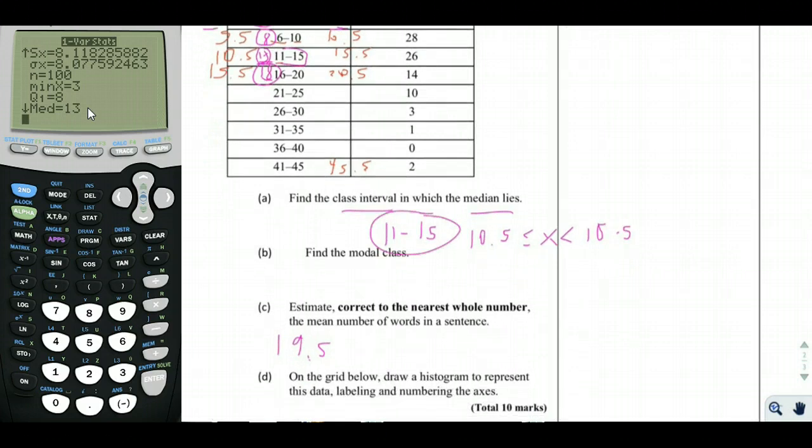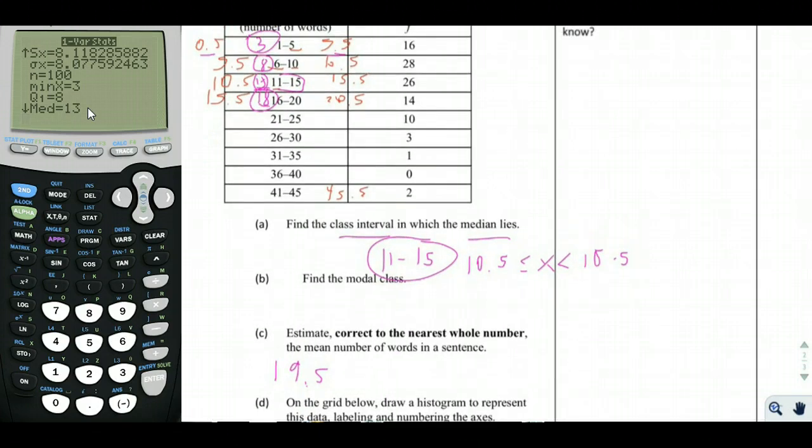Find the modal class. Well, the modal class is easy. Even though the calculator doesn't tell you the mode, it's the most frequently occurring class. So let's see. That would be the class that occurred 28 times. So that would be the class 6 to 10. Or you could say it's the class between 5.5 and 10.5. Okay?